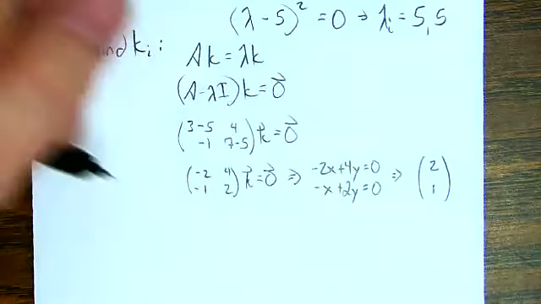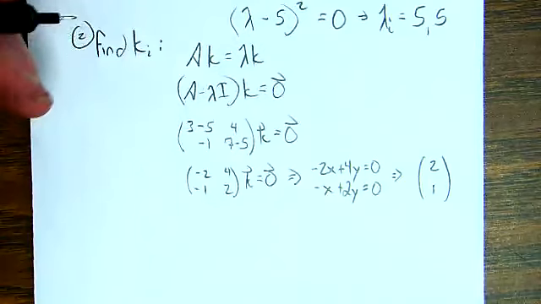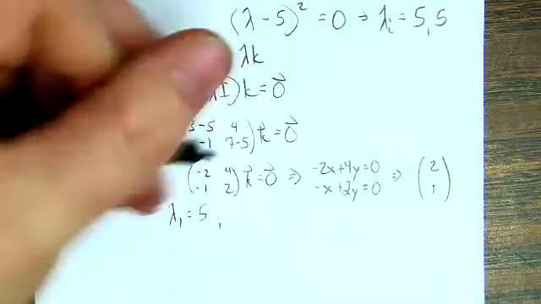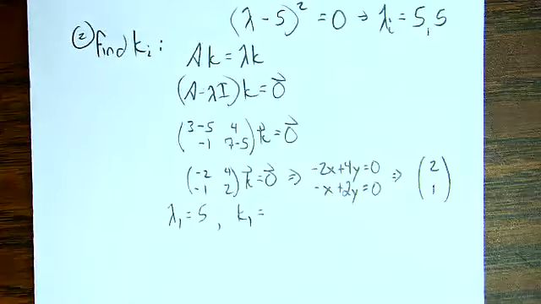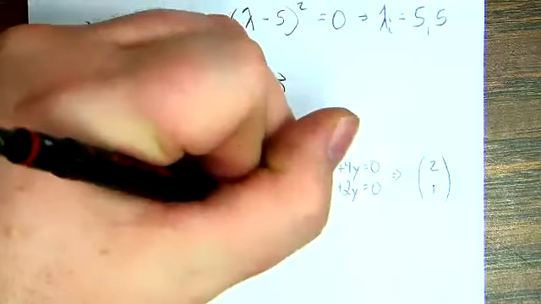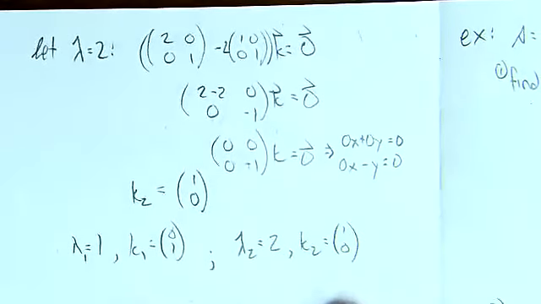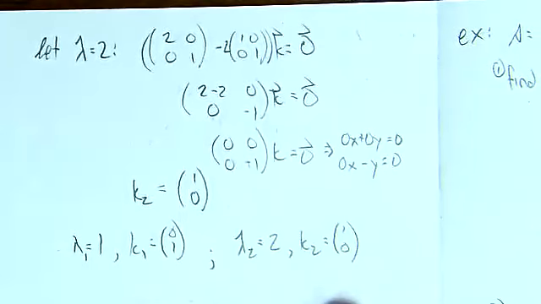So we have our first eigenvector. Lambda 1 of 5 corresponds to a k of 2, 1. Now we need to handle this repeated value, right? This didn't happen in the previous example. The previous example, everything came out nicely. They gave us distinct eigenvalues, and those distinct eigenvalues gave us distinct eigenvectors.